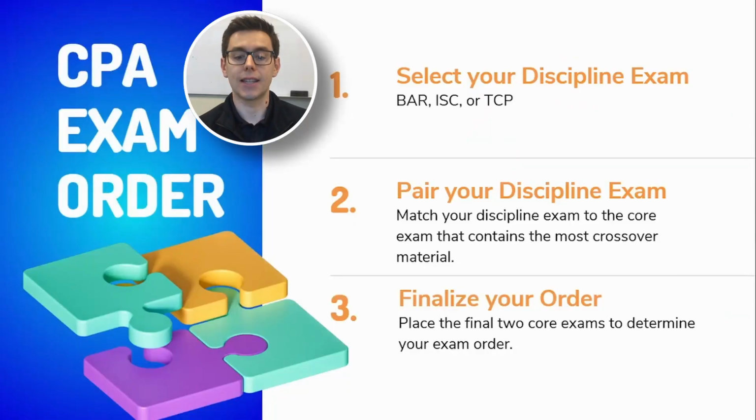To pick our CPA exam order, we're going to go through 3 steps here. First, we're going to select your discipline exam. This is a little bit new, right? The discipline exams only started this year. So before we can pick an exam order, we have to know what 4 exams we're going to take. So we're going to pick that discipline exam first. Second, we're going to pair that discipline with another core exam. And then third, we're going to finalize the order of all 4 exams.